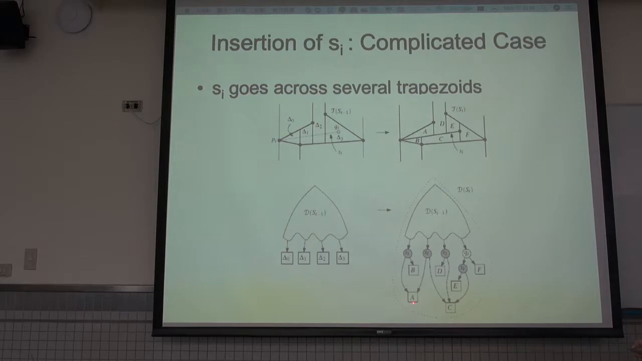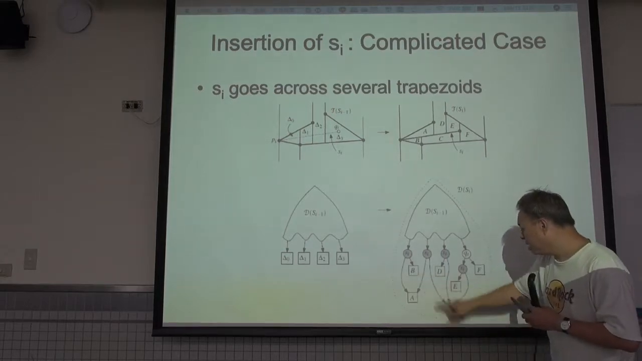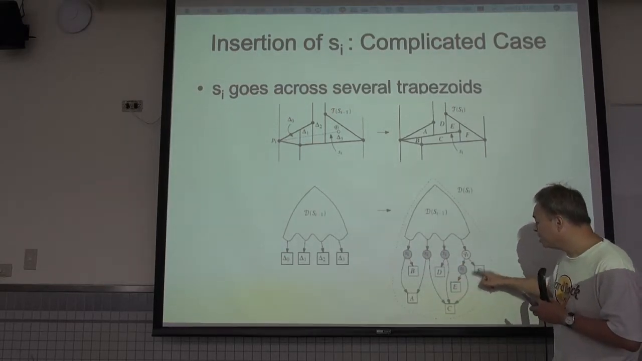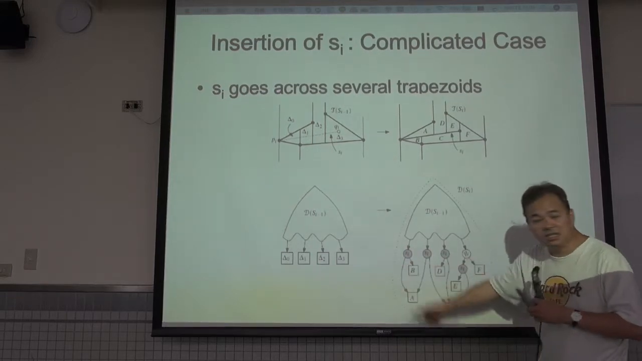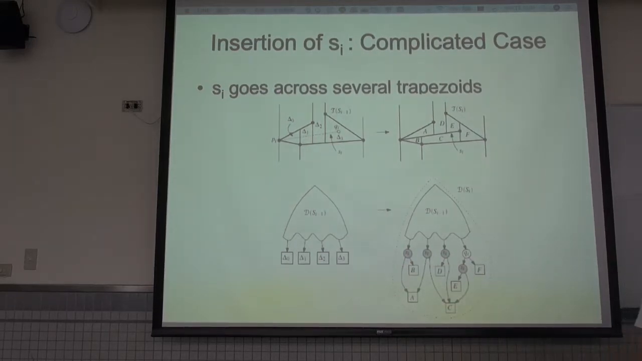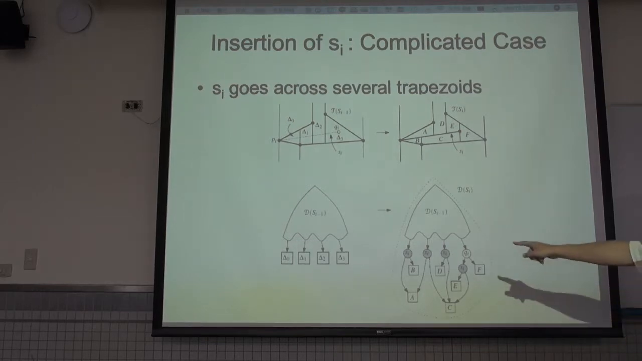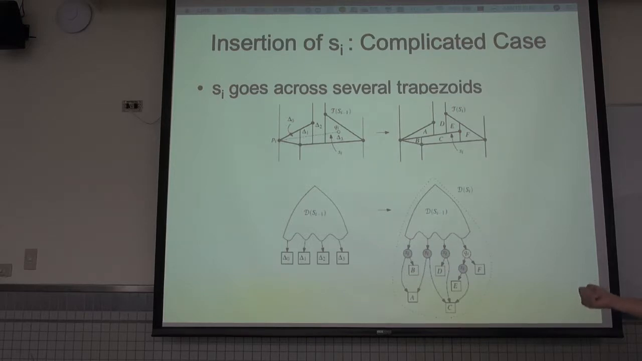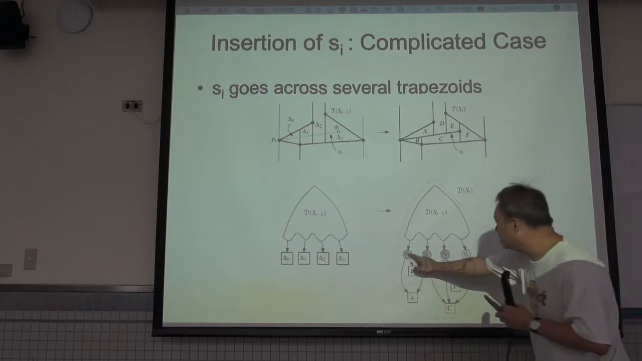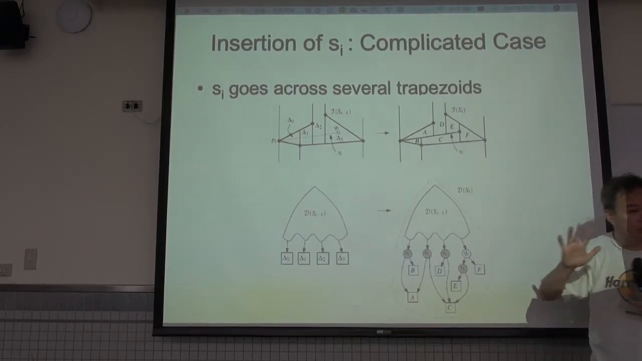You see, these are the new leaf nodes, or new trapezoids, that are created after the insertion of Si, right? This A, B, C, D, E, F. These are the new trapezoids created after the insertion of Si. So how many internal nodes do we create here? We have 6 trapezoids, and you can see we have 1, 2, 3, 4, 5 internal nodes.